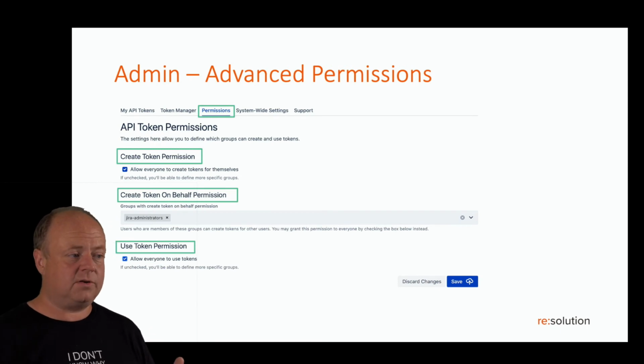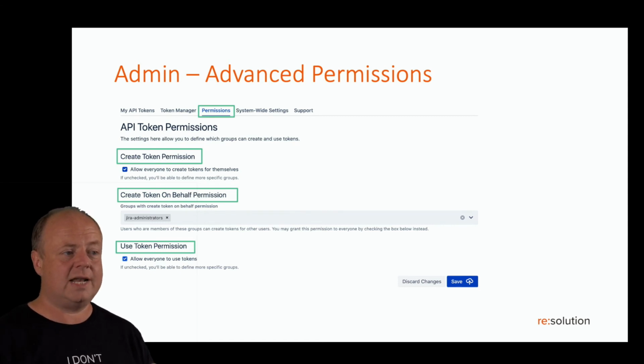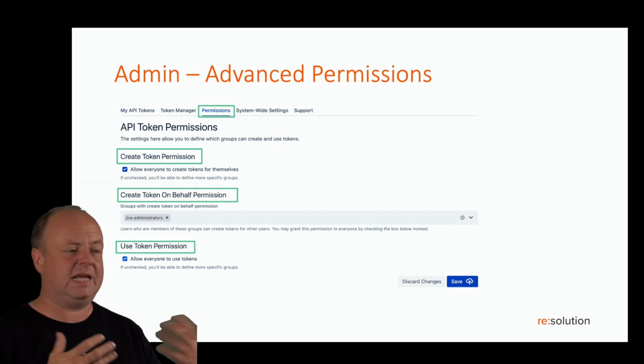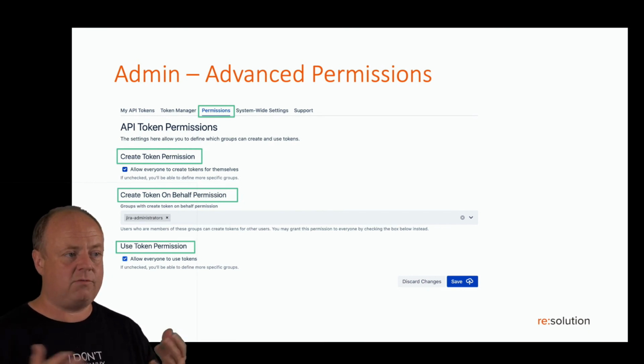But for admins, for example, we actually have a lot more goodness in the app. One thing is you can define permissions: who can create tokens, on behalf of other users, and who can actually use tokens. With that combination of defining either everyone or certain groups of people who can do these things, you can actually replicate a lot of different use cases. You can create a simple one, like everyone can create their own tokens and use them.